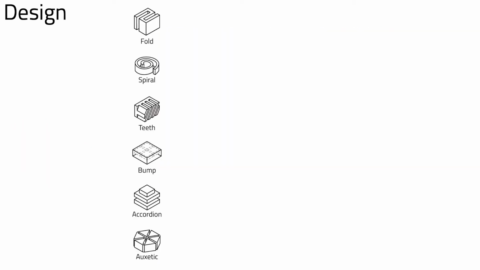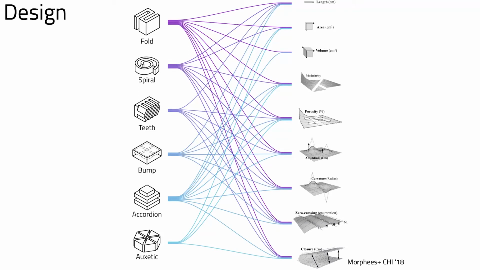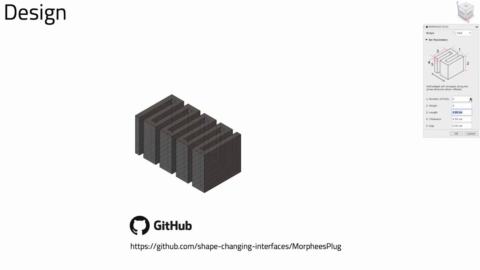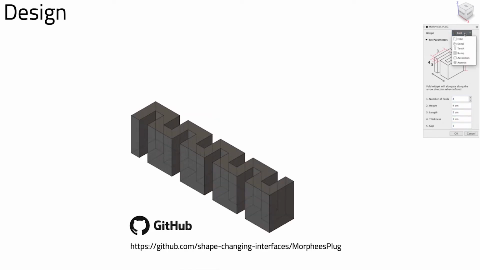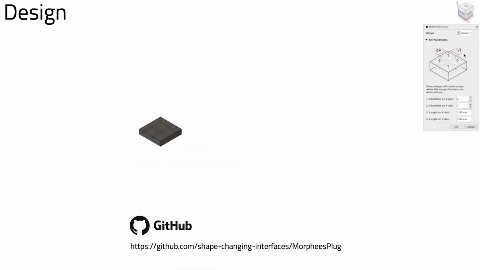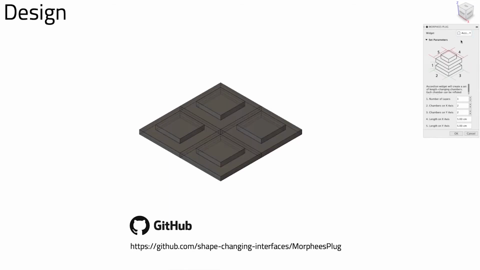To express as many shape change features as possible, we chose 60 shape-changing widgets from literature and analyzed how they can express features from MorpheesPlug taxonomy. Using our plugin for Fusion 360, users can not only customize the widgets, but also combine the widgets with their own designs. The software is available online.